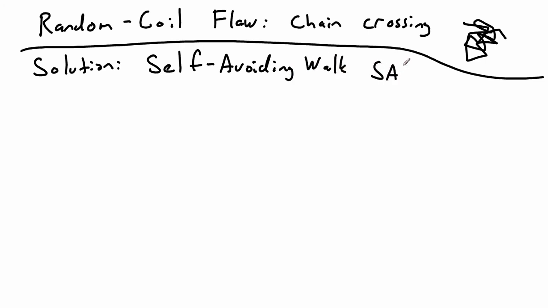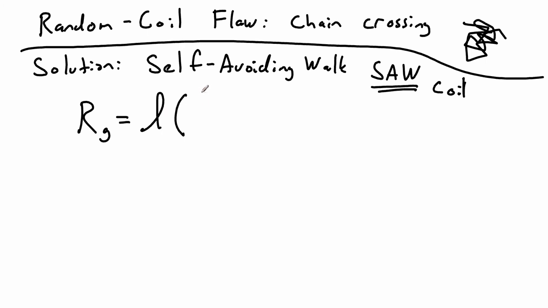It's abbreviated. Usually the acronym SAW is used. So we're going to make a SAW coil. And this is a coil where it can't cross back over itself. And because the chains can't cross over each other because they take up space, that means that the coil has to expand to accommodate that volume that's excluded. And so it grows at a faster rate than the ideal coil. And so the exponent is not 1/2, it's 3/5.